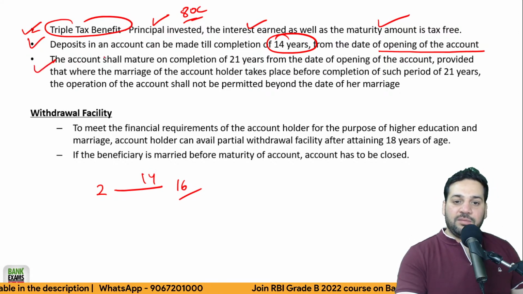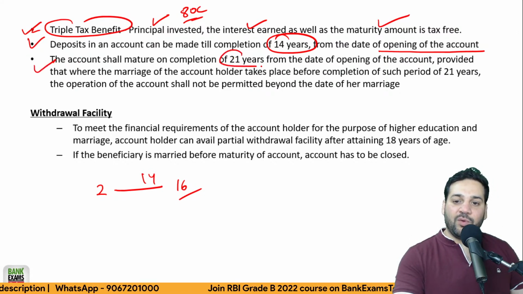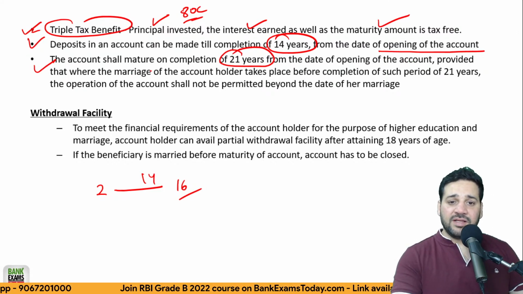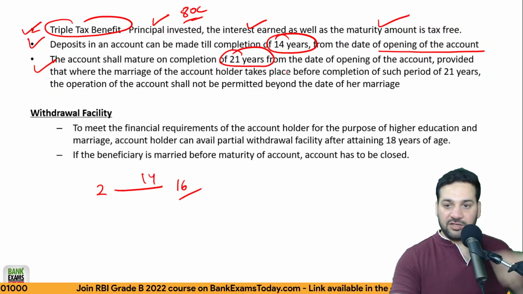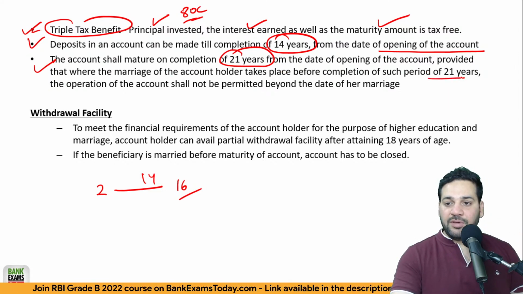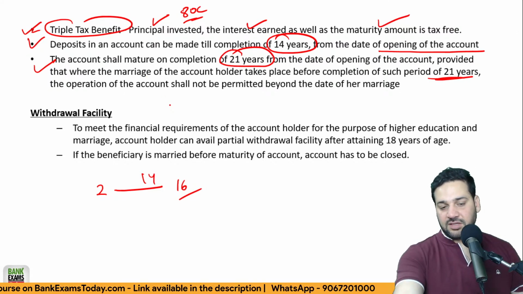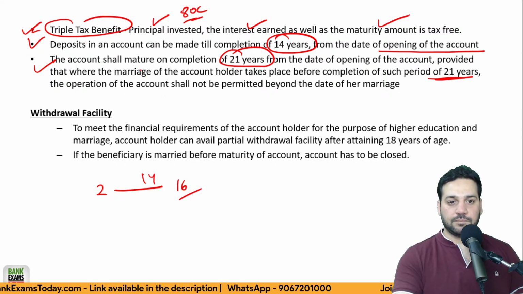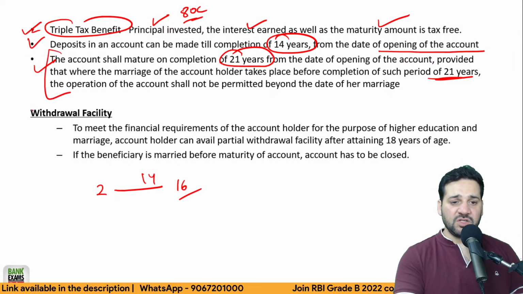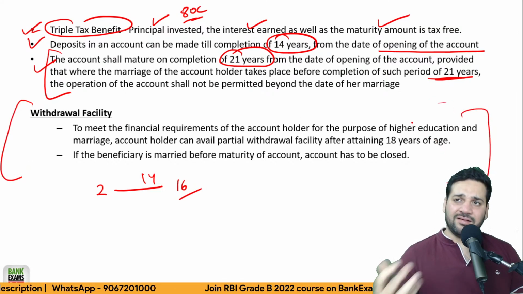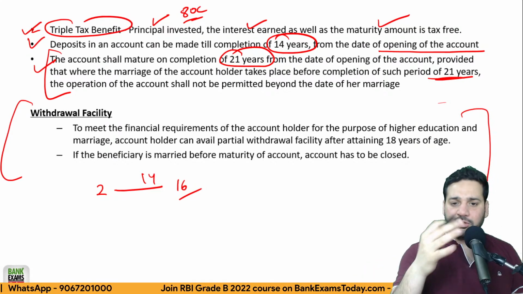The account shall mature on the completion of 21 years from the date of opening the account, provided that where the marriage of the account holder takes place before the completion of such period of 21 years, then in that case the account can be matured. Okay. So the withdrawal facility, when you can actually withdraw. Once the girl gets married, you cannot continue that particular account.